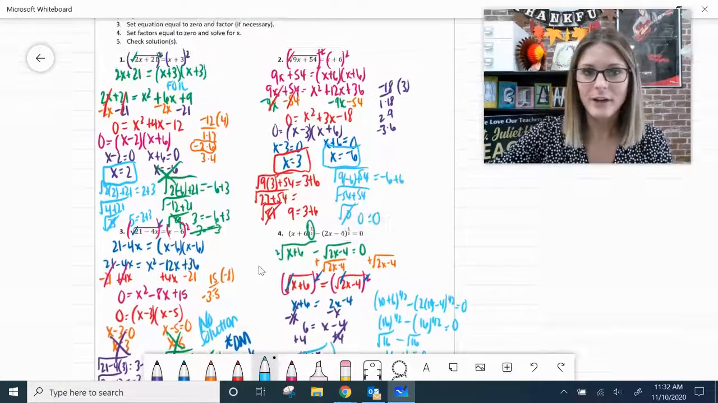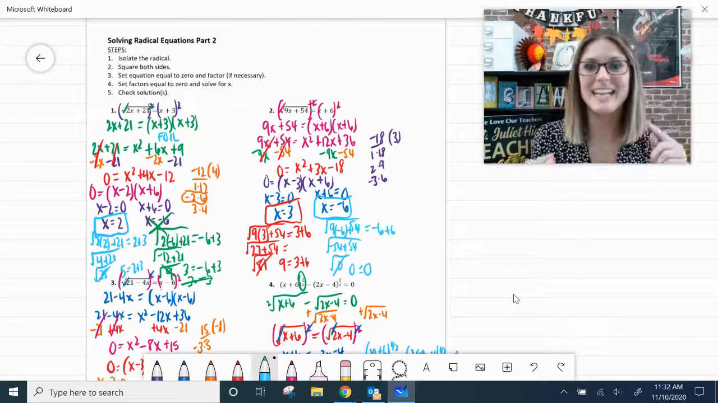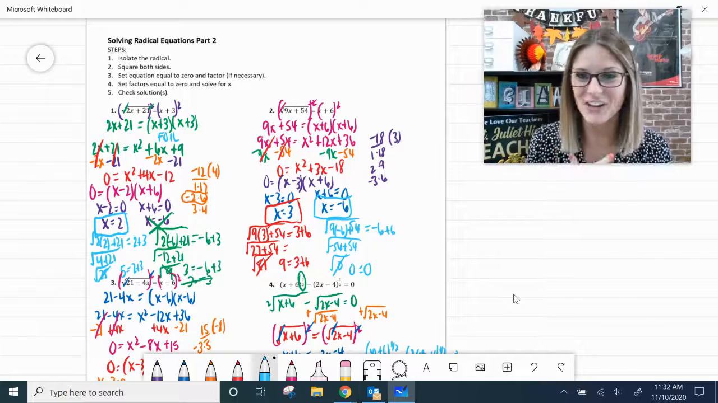So very similar steps to part 1. We did have to FOIL. We did get quadratics that we had to factor, and then definitely check your answers. That's going to be a big piece.